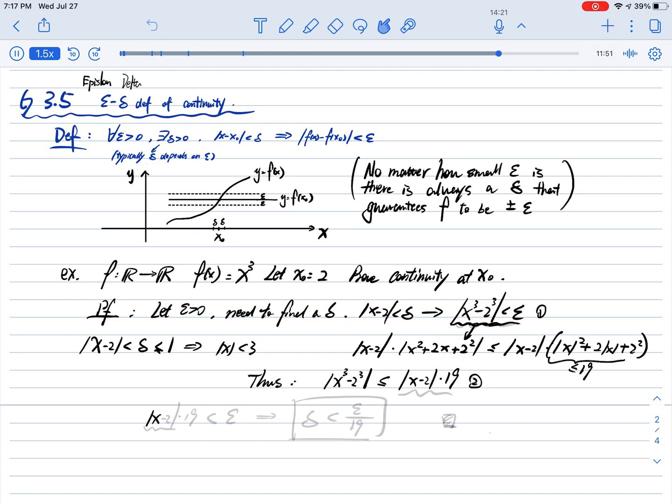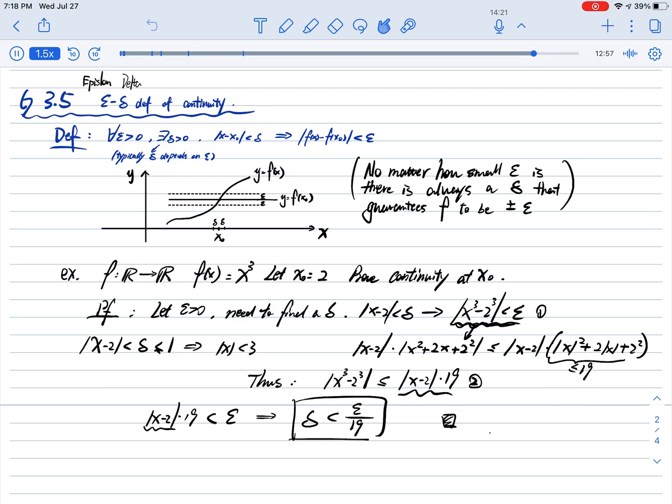We know that as long as this expression right here is smaller than delta, then we know this expression is holding, because we already know inequality number 2, and now we need to find the relation between them in order to make sure 1 is holding. Because we already made an assumption that the absolute value of x minus 2 is smaller than delta, of course we know that delta is smaller than epsilon over 19. And basically we're done.